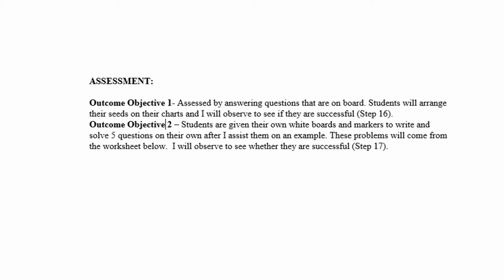So for outcome objective 1, the teacher assessed it by asking students to answer questions that are on the board, and they arranged their charts. She observed to see if they were successful. For outcome 2, they were given their own whiteboards and markers to write and solve 5 questions on their own.